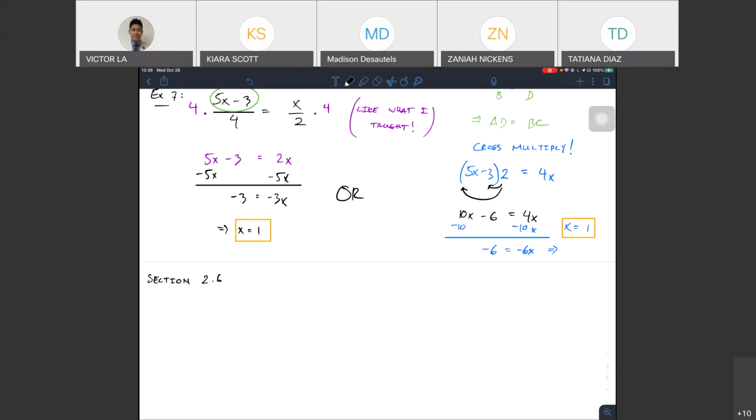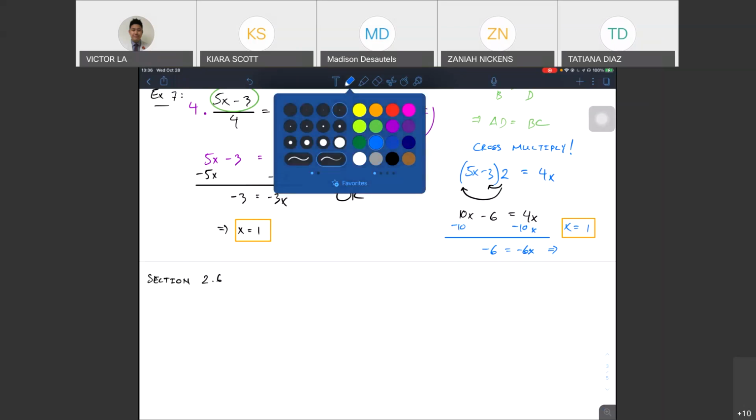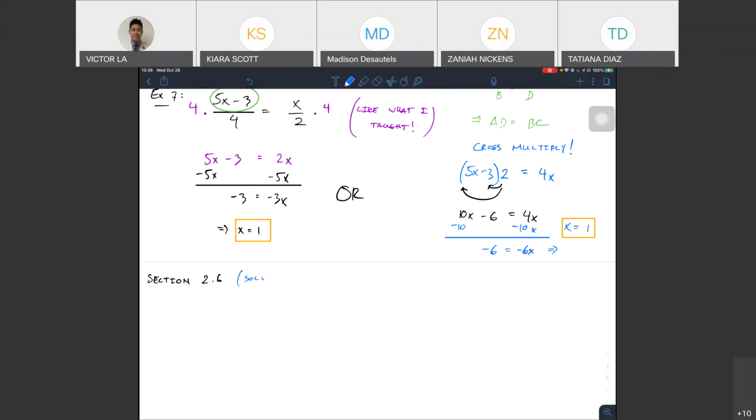I don't know why they didn't show inequalities here. Okay. We'll have to probably save that for Monday. All right. So section 2.6, they call it solving for a specific variable. Oops, I spelled that wrong. Specific.